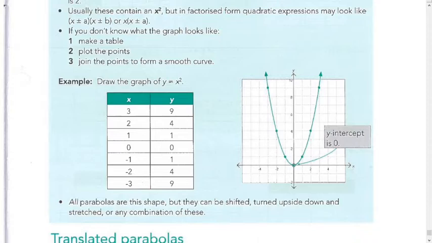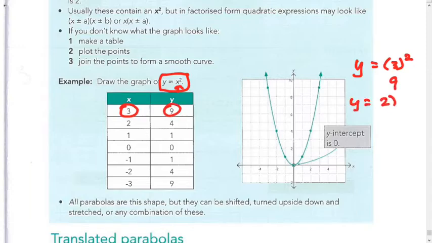Okay? So the first one that you have here is the graph of a basic parabola. And you'll see they've given you the equation of y equals x squared. And they've given you some values and filled them in. So what they did was they took the 3, put it in place of the x, and then did the math. So y equals 3 squared, and of course 3 squared is 9. Y equals 2 squared, which gives you 4, right? Y equals 1 squared, so that gives you 1.